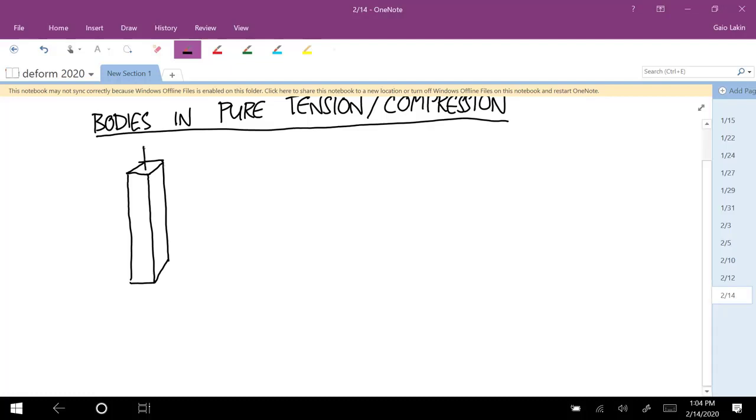Okay, so let's say that you have a force applied this way and this way on an object. And this object has a cross-sectional area A. Then the normal stress produced by those loads is F over A. Okay, so A is the cross-sectional area.